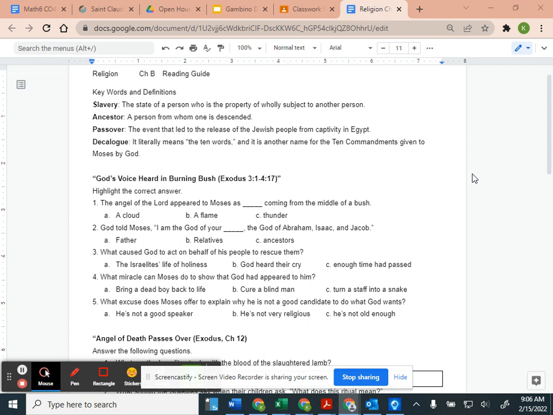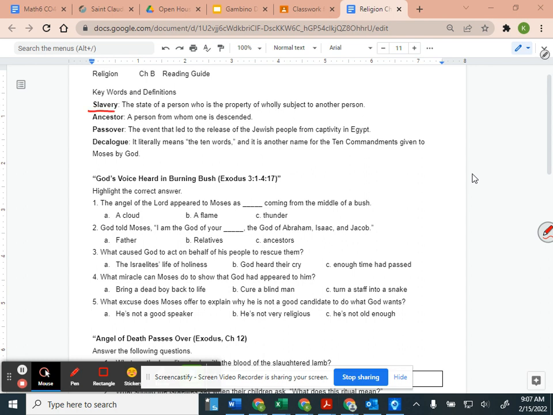So think about what happened in Genesis. We left off with Joseph in Egypt. So now we're into Exodus. So some key words and definitions. Now we saw on the test from chapter A that these keywords really come into play. So we need to understand these keywords because we'll see them again on the quiz.